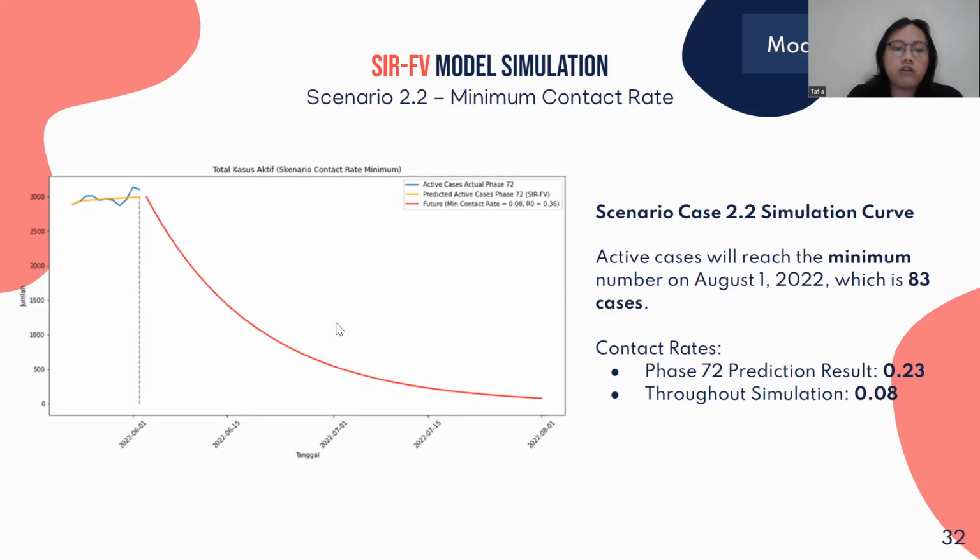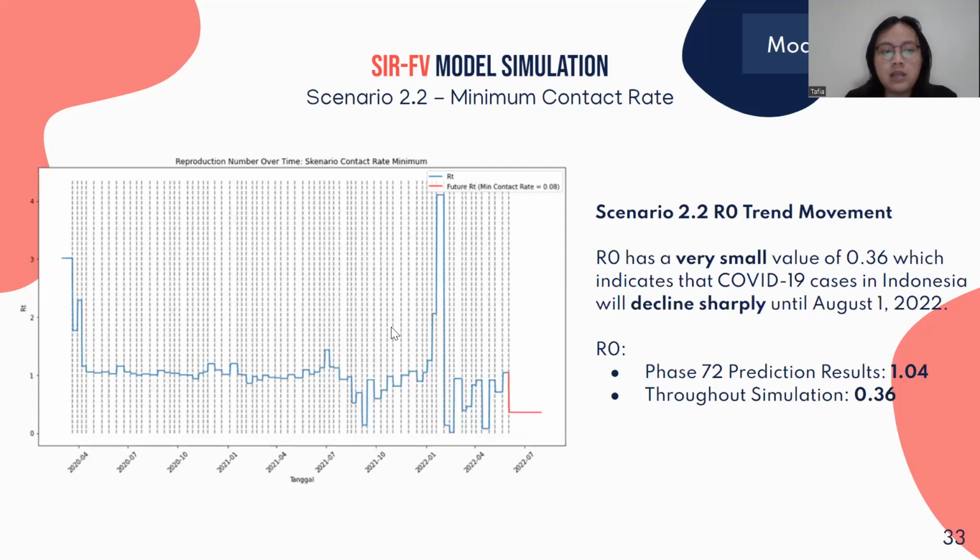Then the second manipulation of the contact rate using the smallest contact rate of 72 phases. With a significant decrease in the contact rate, the trend of active cases in Indonesia will tend to decline sharply until August 1st, 2022. In this case, R0 is also less than 1, which means there is a decrease in cases. In this scenario, active cases will tend to decrease from beginning to end and reach the minimum number on August 1st, 2022, which is 83 cases. In this scenario, R0 has a very small value of 0.36, which indicates that COVID-19 cases in Indonesia will decline sharply until August 1st, 2022.